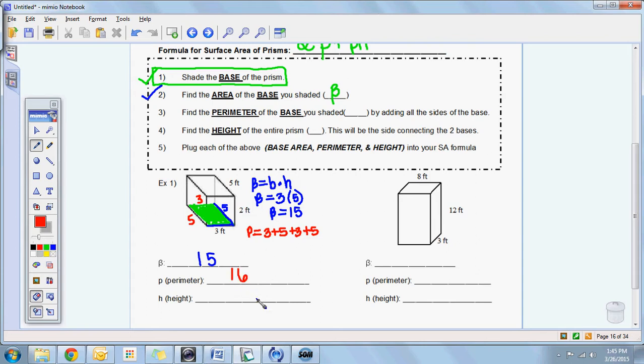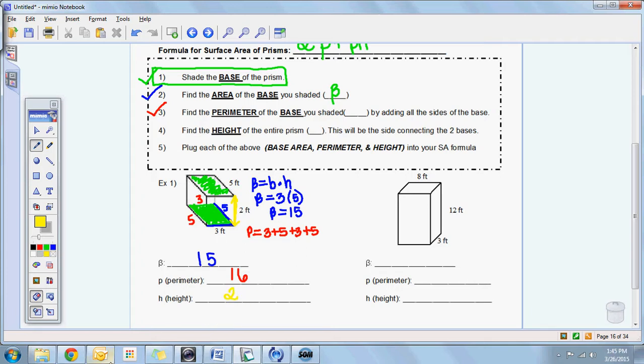Okay? So now, the easy part is finding the height. So the height of this shape is going to be what is connecting your two bases. So this is what I shaded, and then the same shape extends up to the top here. So I have to think about what is connecting those two bases. What's attaching those? And it's going to be this line right here. This is the height of your prism, okay?